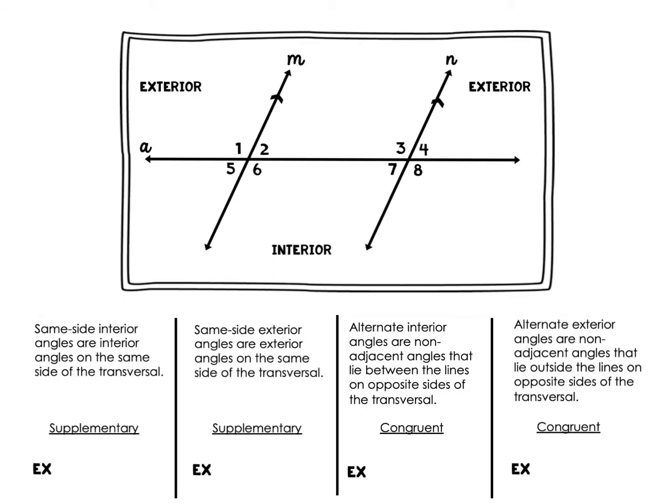First, let's look at the parts of this transversal. So we have our parallel lines, M and N. Remember, parallel means that they are always the same distance from each other, and they never touch. And then A is our transversal. So we have our parallel lines, and we have the transversal.